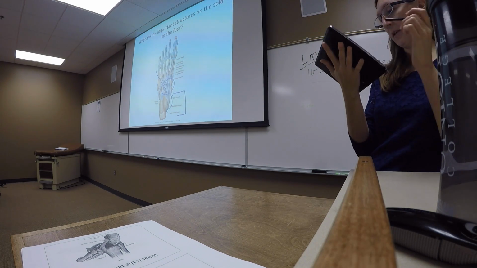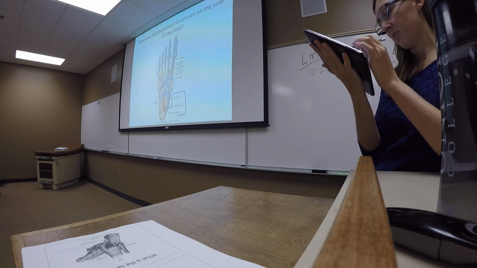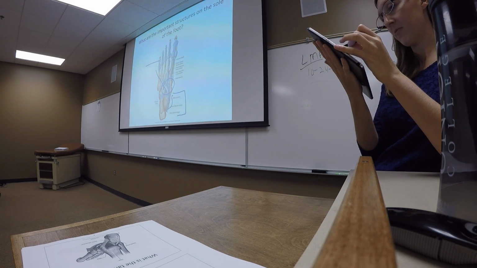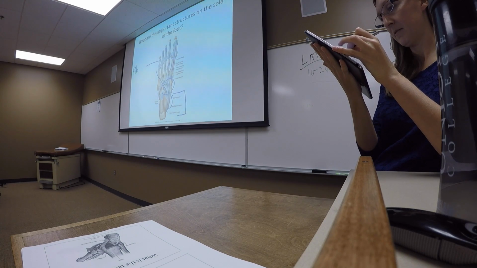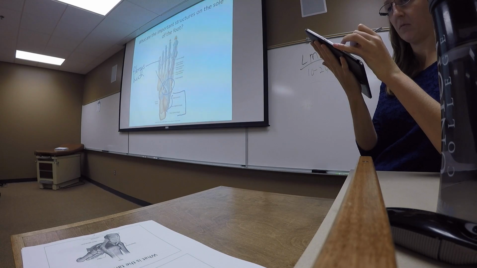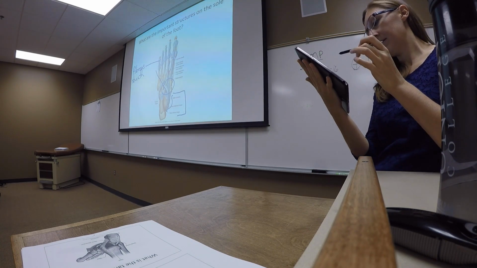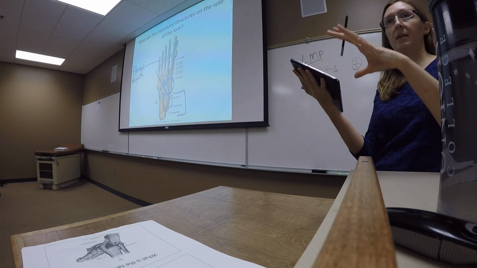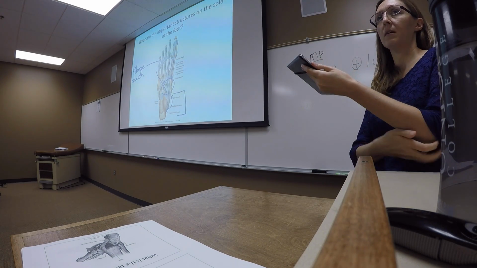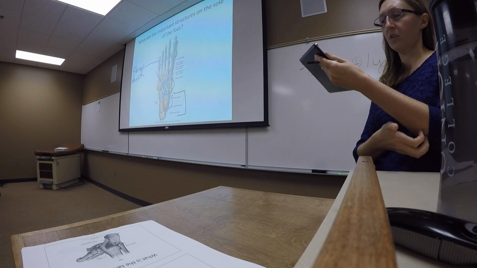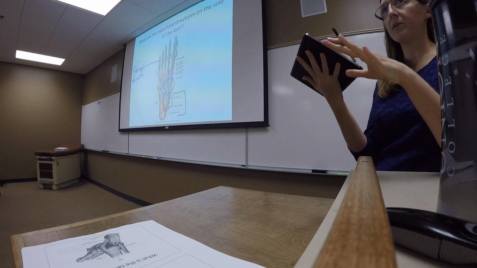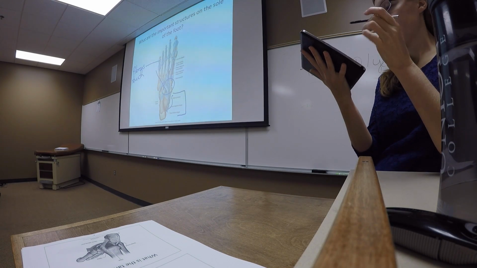There are a couple other things I want to point out. These structures right here are fibrous sheaths. These are sheets of connective tissue that help bind the tendons to the surface of the bone, so it helps stabilize their position, and then also helps protect them.